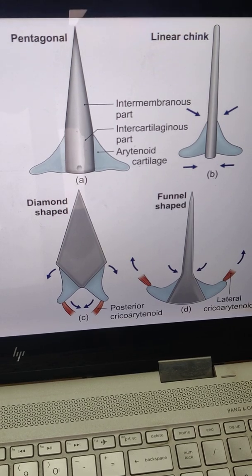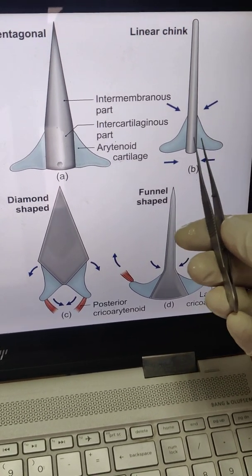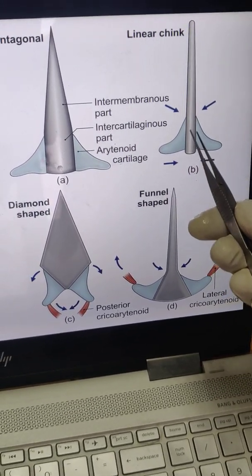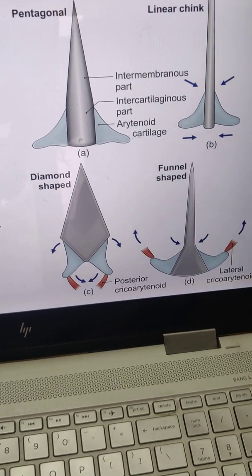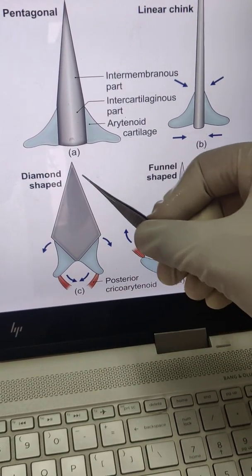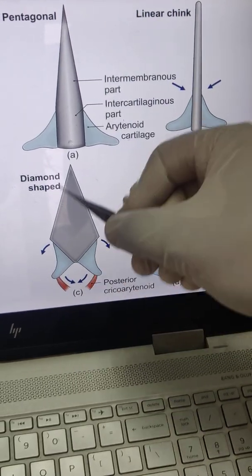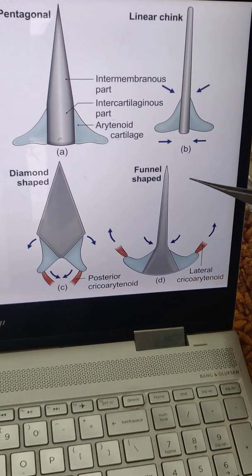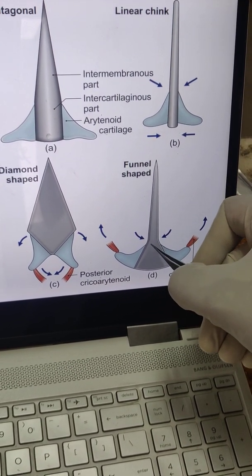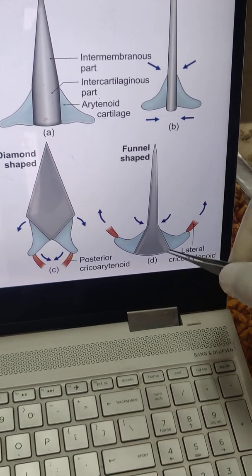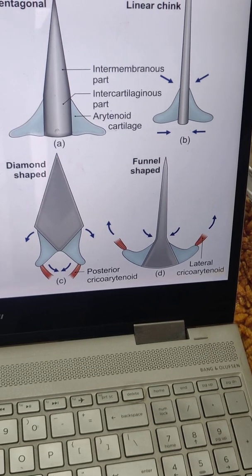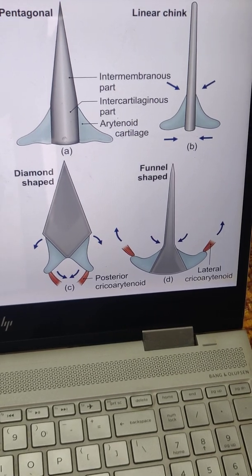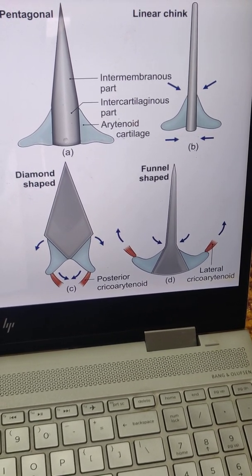During high pitch sounds, the rima glottidis is reduced, adducted, and is a linear chink shape. During full inspiration, the glottis widens and becomes diamond shaped due to abduction of the vocal cord. During whispering, the anterior part is adducted but the intercartilaginous part is widened, giving an inverted funnel shape of the rima glottidis.